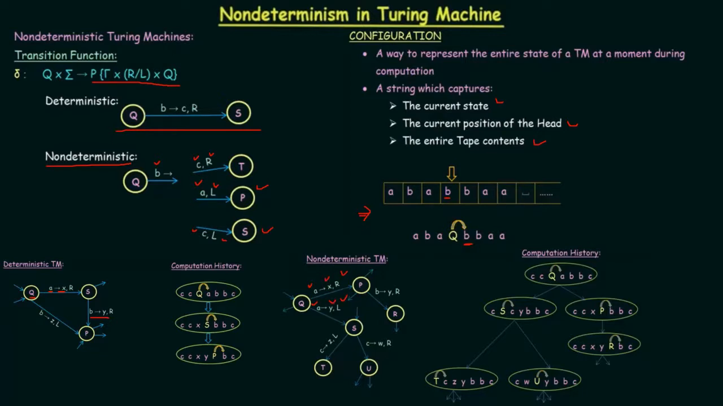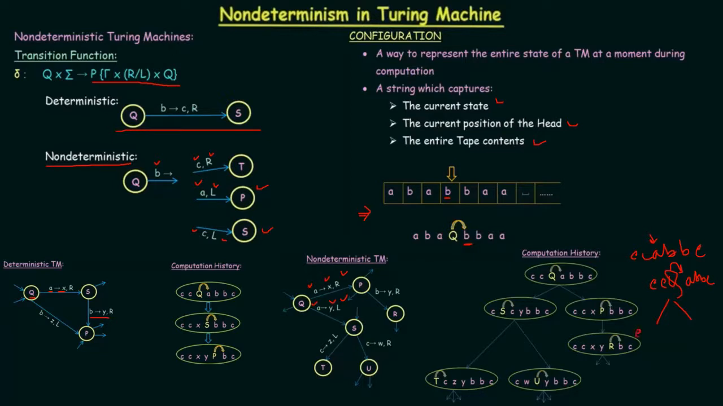Okay, so let's say we have that same particular thing, C C A B B C. Now let's say that it is pointing to this particular position. So here I will write it as C C Q A B B C, and Q is pointing towards A. Now using the A, there can be two transitions possible. Either it will replace it with X and move right, or it will replace the A with Y and move left. So there are two transitions possible.